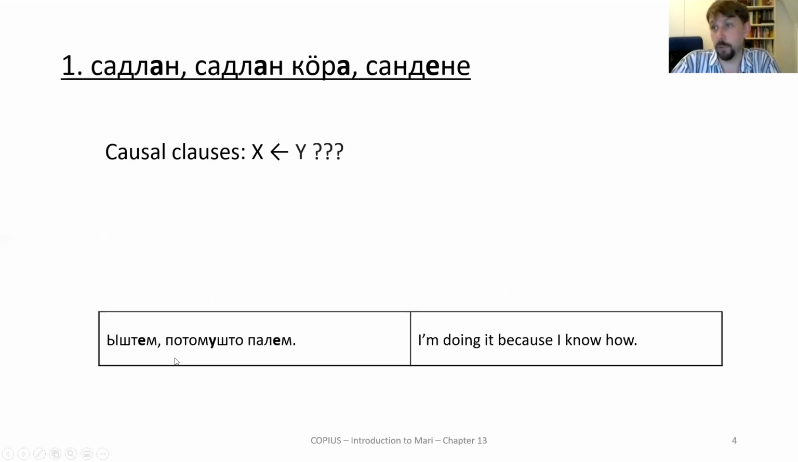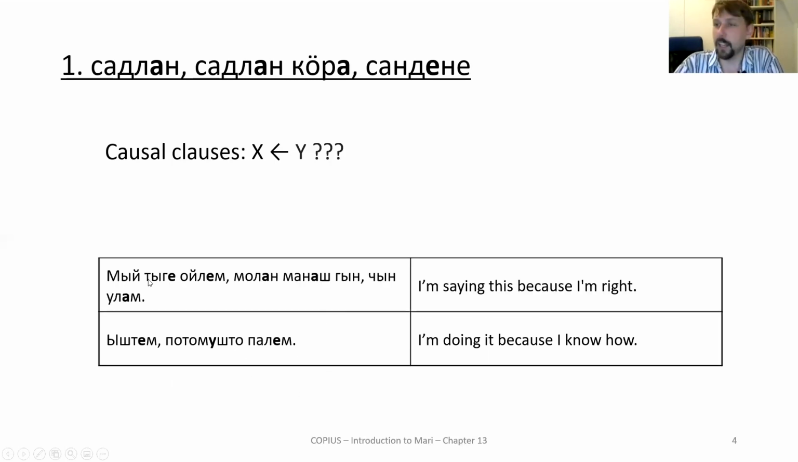You have just a Russian strategy: I'm doing it because I know it, with потому что being just a bastardization of Russian потому что. Of course, purists don't especially like this version because it's a Russian conjunction in Russian syntax. Nowadays, a lot of people use a relatively new conjunction, or a phrase that serves as a conjunction: molan manashkin, if you say why. Mitige oilem, I'm saying this. Molan manashkin, if you say why, because. Chen ulam, because I'm right.